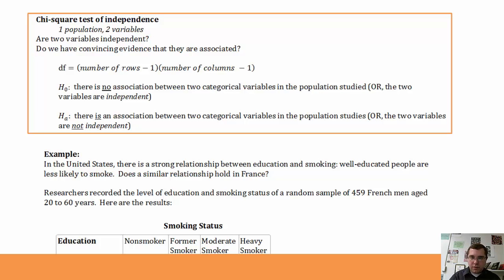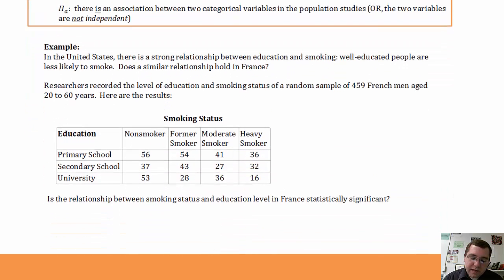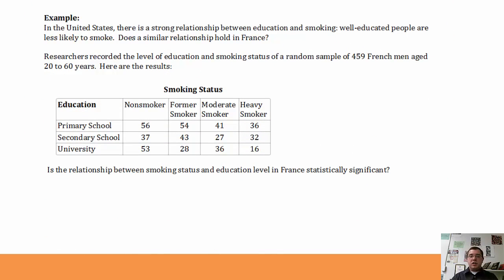For example, in the United States, there's a strong relationship between education and smoking. Well-educated people are less likely to smoke. Does a similar relationship hold in France? Researchers recorded the level of education and smoking status of a random sample of 459 French men aged 20 to 60 years. Here are the results. Their education level, primary school, secondary school, or university, and their smoking status: non-smoker, former smoker, moderate smoker, heavy smoker. Is the relationship between smoking status and education level in France statistically significant?